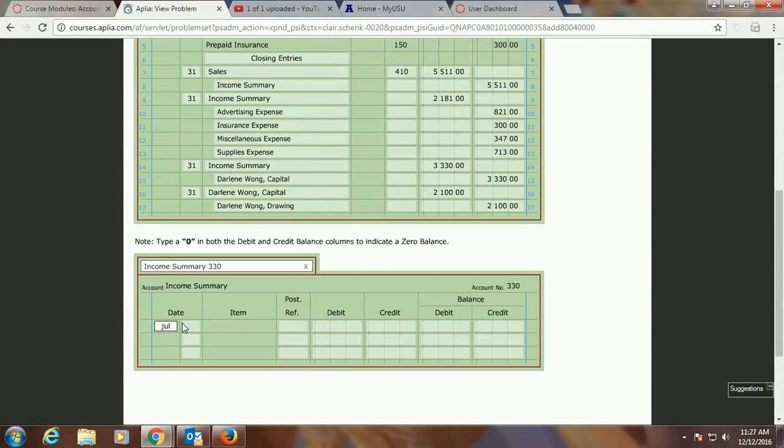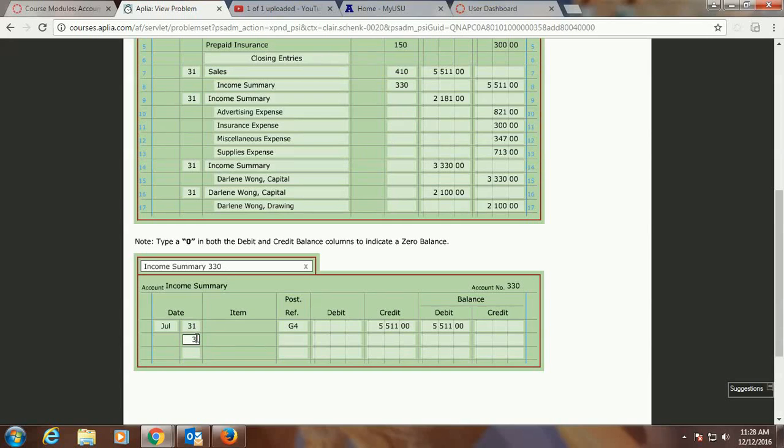And this is just one of those temporary accounts that we keep to do this, and it has a credit of $5,511. That gives me a new balance of $5,511. And then the post reference 330 is put in the post reference column of my general journal. Notice it's 330, which is also the owner's equity account.